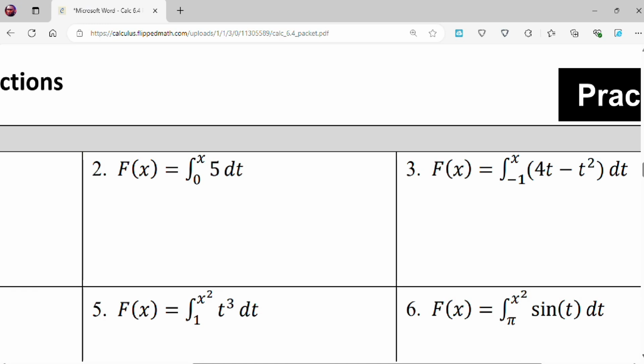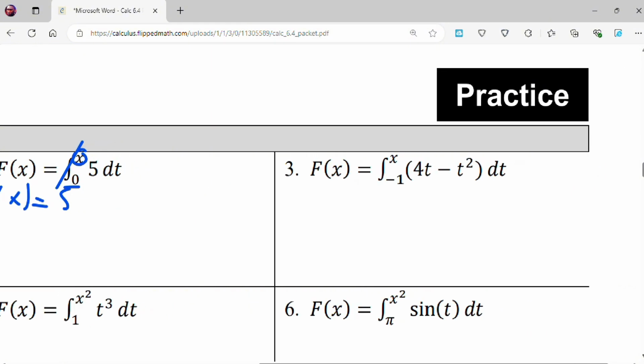Number 2, f of x equals integral from 0 to x of 5 dt. So f prime of x. If you find a derivative on both sides, you get f prime of x equals, derivative and integral cancel out. So this x cannot go anywhere. This is 5, so it stays at 5.